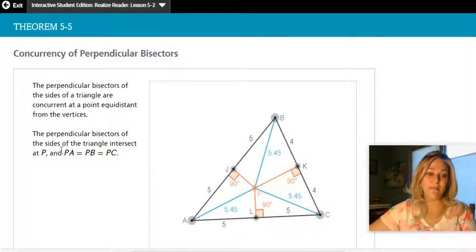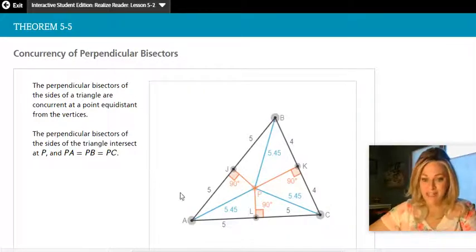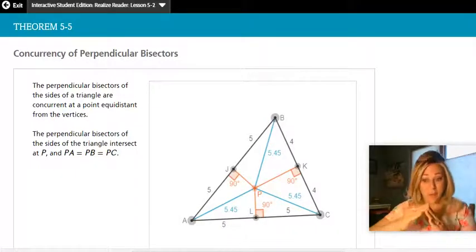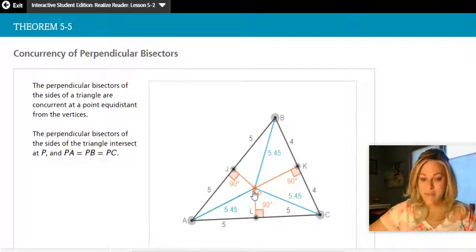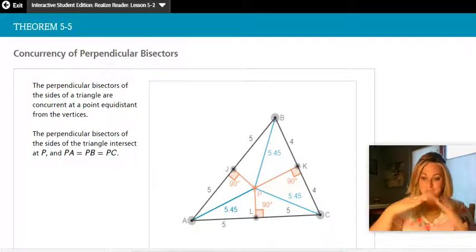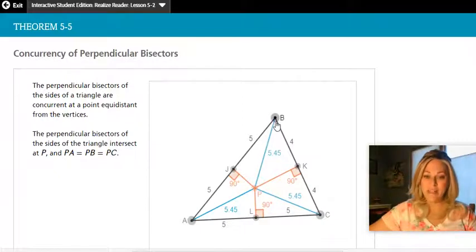So it says the perpendicular bisectors of the sides all intersect. So look at these kind of orangish lines or segments. They all come together to one point. Well, that one point is the concurrent point, or point of concurrency, where they all come together. And look at these blue numbers, 5.45, 5.45, 5.45. What that means is that when the perpendicular bisectors come together and make that one point, it creates equidistance, or equal distances, from this point of intersection to each of the vertices.